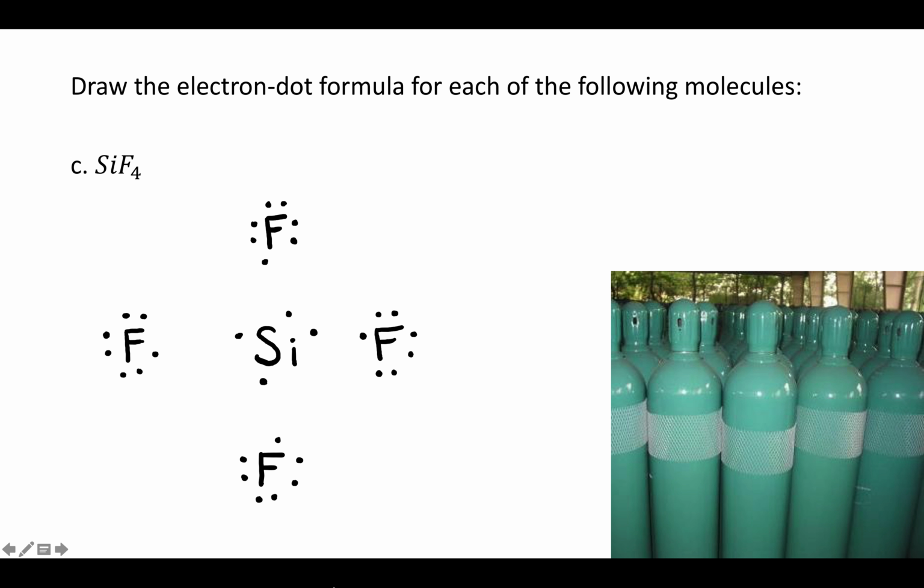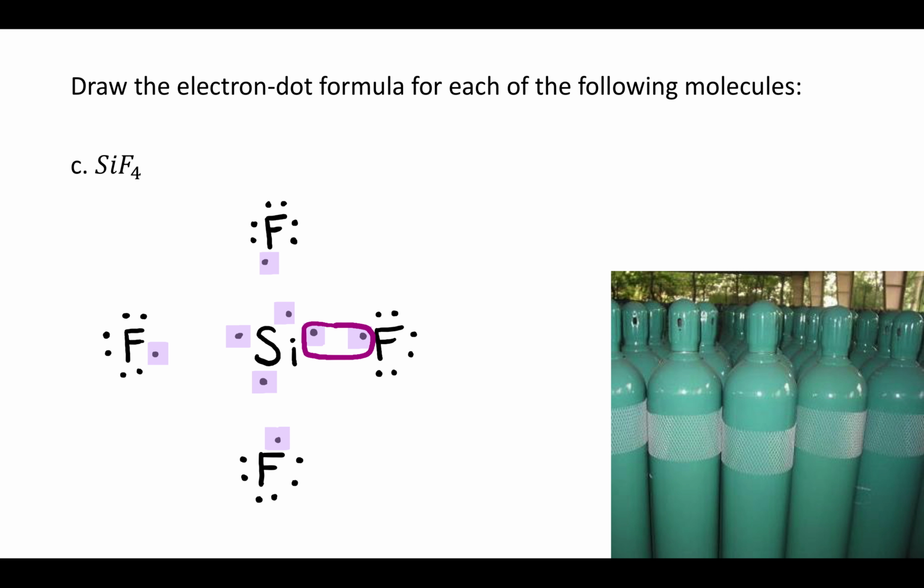Okay, so now that we've drawn each atom and the valence electrons around each atom, we can take stock of which electrons are unpaired. Now on silicon, there are 4 electrons that are unpaired. On each fluorine, there is 1 electron that is unpaired. So what we can do is combine these unpaired electrons to pair them up and make them more stable.